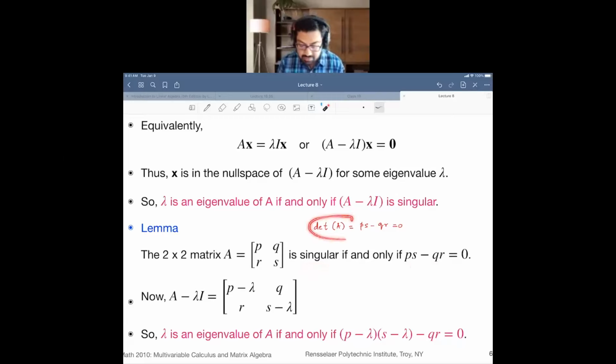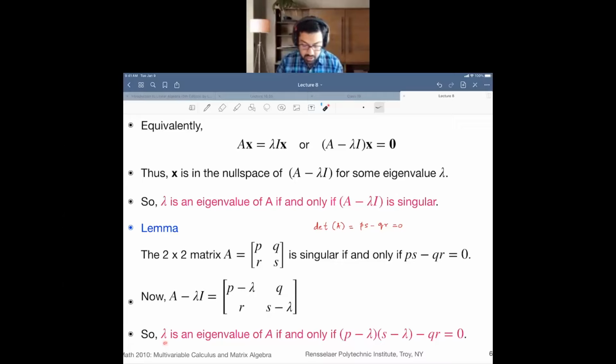But we are not really after the determinant of A. We are actually looking for A minus lambda I, right? Because we are looking for this to find the null space of A minus lambda I. So for A minus lambda I, you're scaling only the diagonal elements by lambda. So the only things that get subtracted are first row first element P and second row second element S. So you get P minus lambda, Q remains as is, R remains as is, and you get S minus lambda. Now the determinant of this should go to zero, and that's how you would find the corresponding eigenvalues.